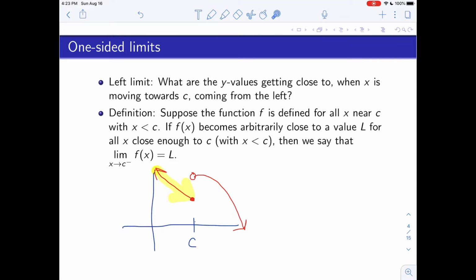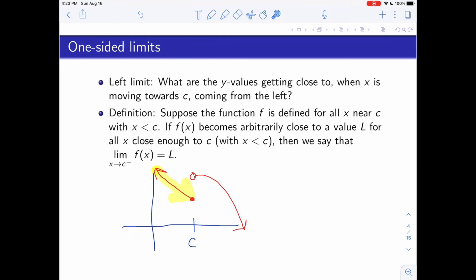So the formal version of that, remember we had a formal definition of a limit? This is the same kind of thing, but for a left-sided limit. The only thing that comes new is the function f needs to be defined for all x near c where x is less than c, because we want to look at the x values down here below c if we're talking about a left limit.